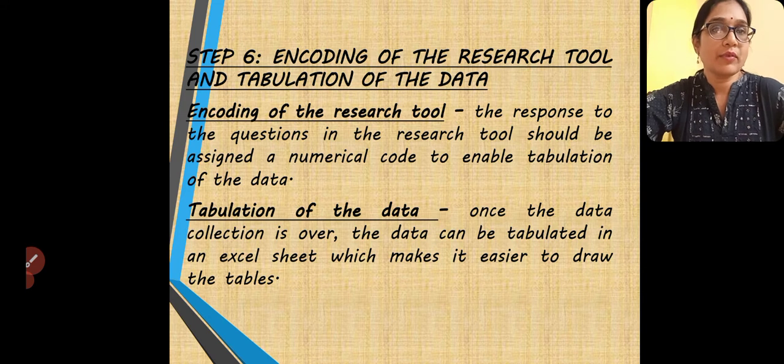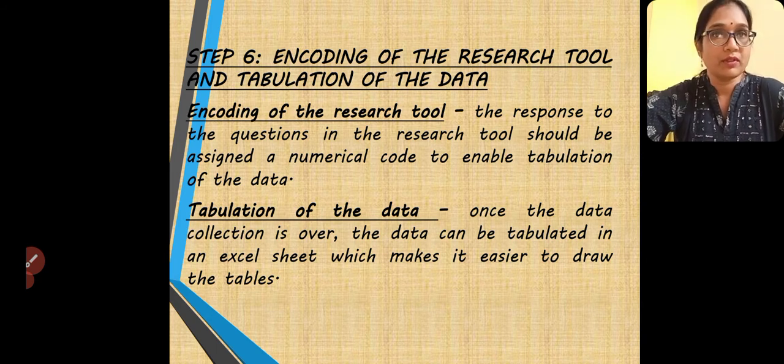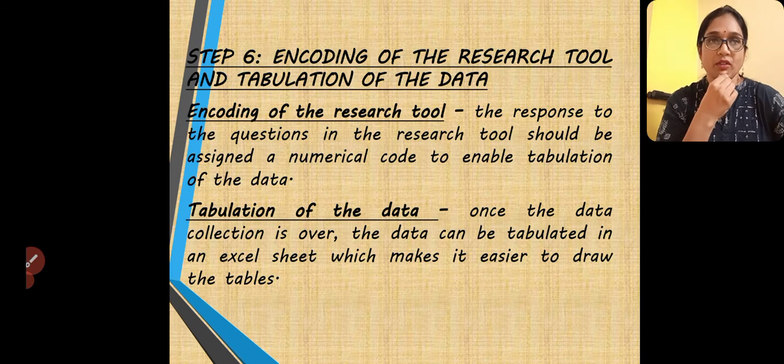Then the next step is encoding of the research tool and tabulation of the data. Encoding of the research tool means that the responses to the questions in the research tool should be assigned a numerical code to enable tabulation of the data. Once the data collection is over, the data can be tabulated in an Excel sheet, which makes it easier to draw the tables.